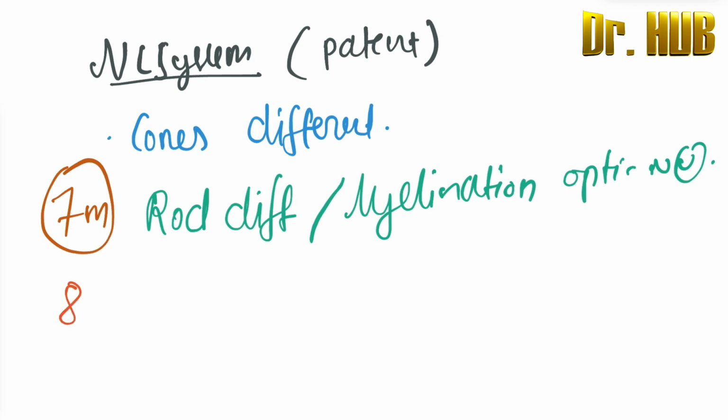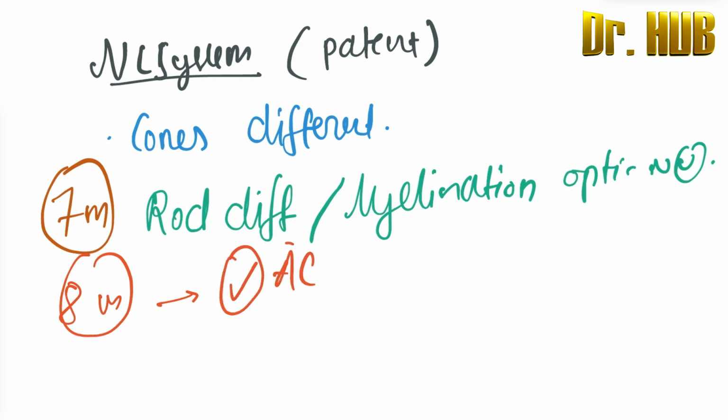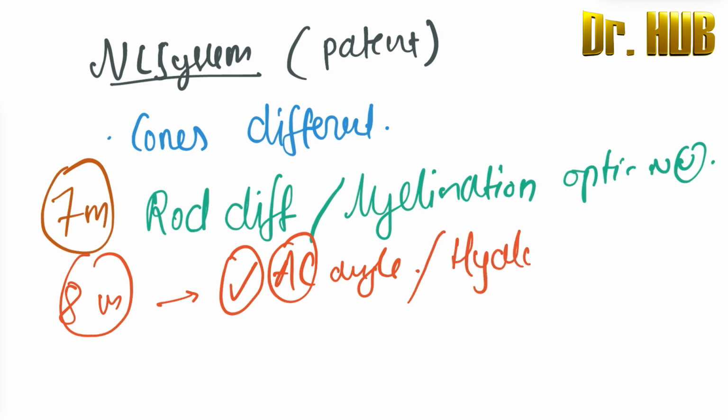Then let's look at the 8th month. Here in the 8th month, there's a completion of the anterior chamber, AC, angle. And the hyaloid vessels disappear.